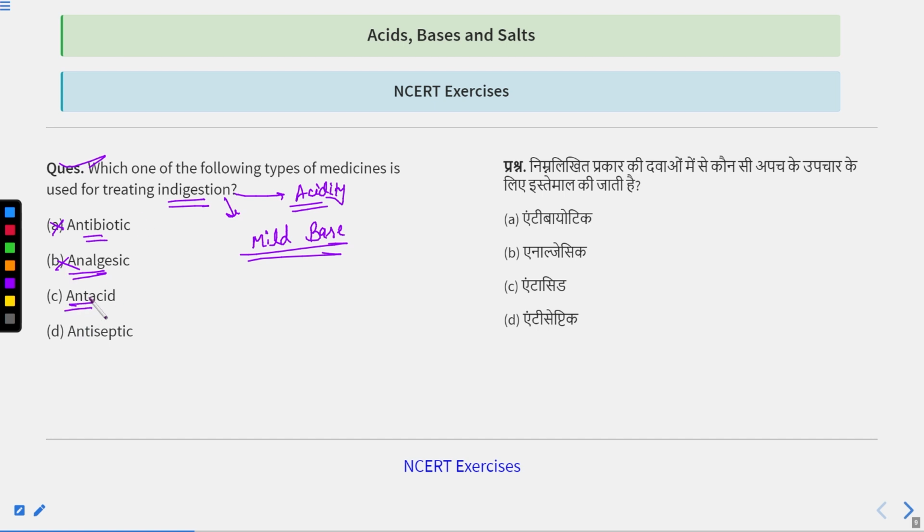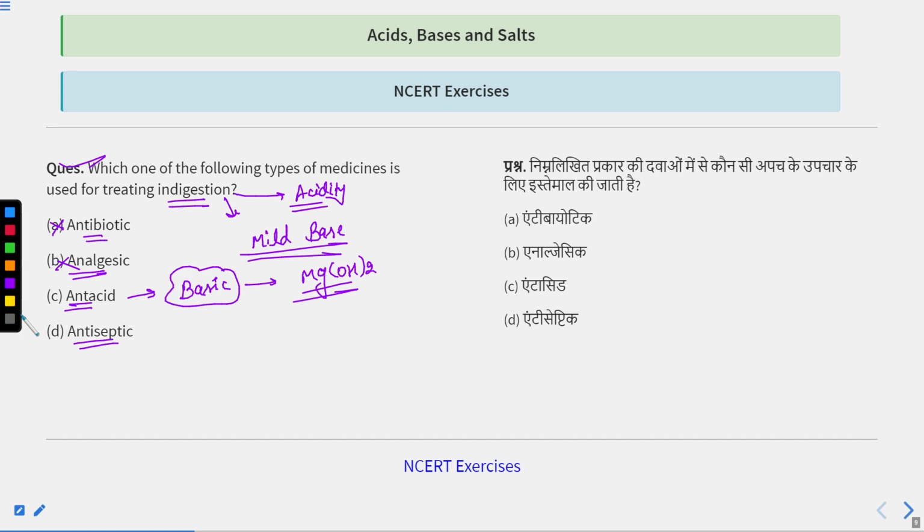Antacids, as the name suggests, are opposite of acids, that means they are basic in nature. Actually they are mild bases, and they are used to neutralize the excess acidity in our stomach. They are used to treat this indigestion. Like magnesium hydroxide, you can use magnesium hydroxide. Not only magnesium hydroxide, you can use baking soda as well. These substances are mild basic.